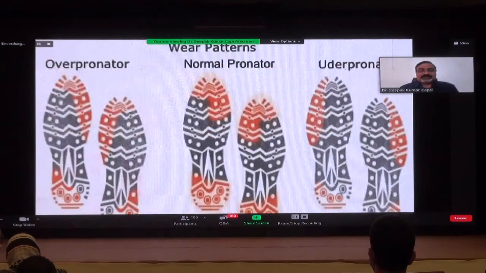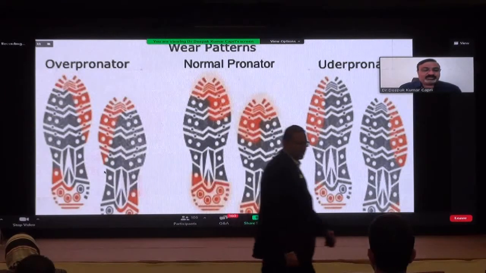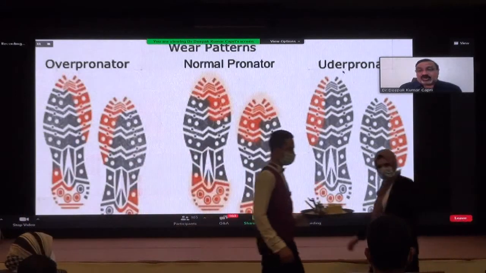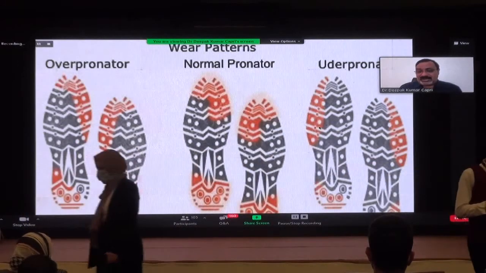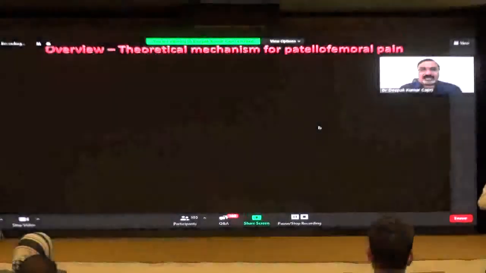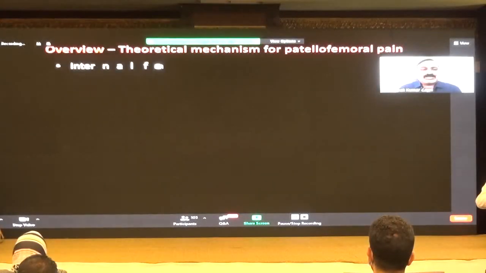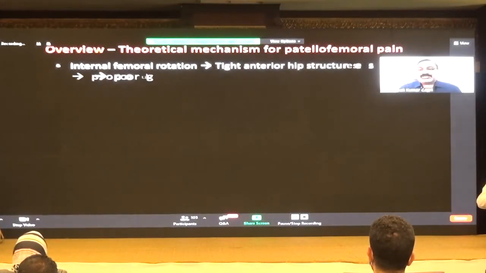And if you look at the feet of the patient, this is how the normal wear and tear of the sole of the foot will be. But in case someone is over-pronated, obviously the medial side will get more erosion, and in case of over-supinated, it will be the lateral side, which everyone knows. So I won't be giving more time on this slide, but yes, what are the implications?